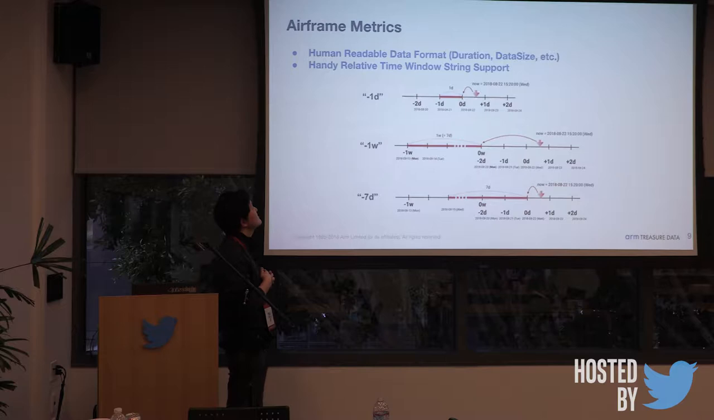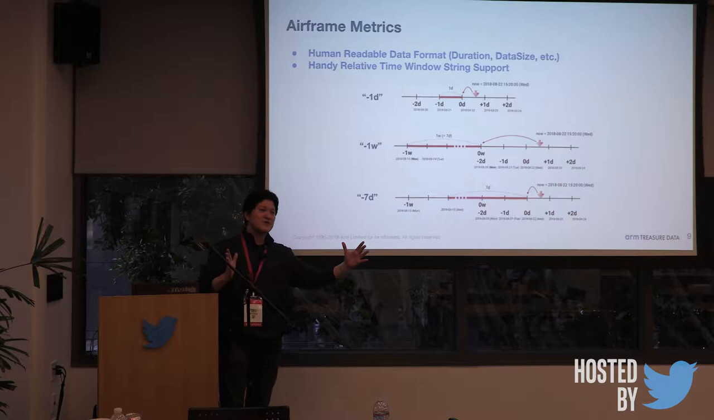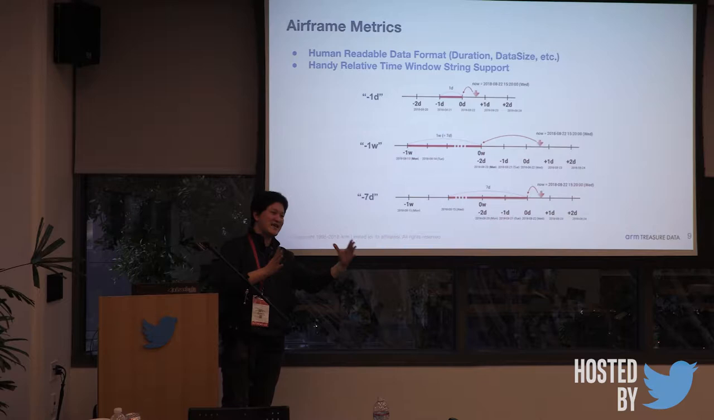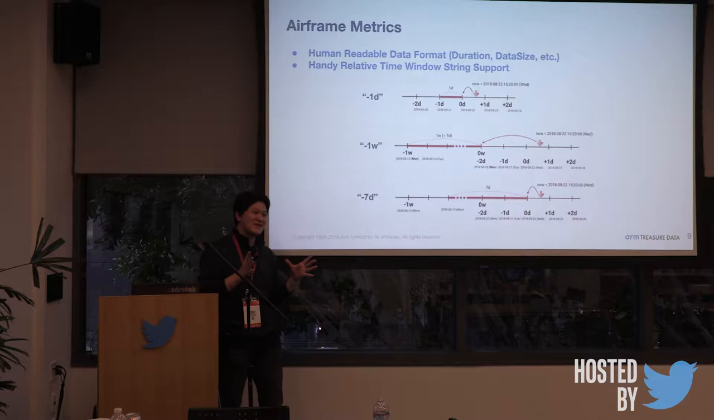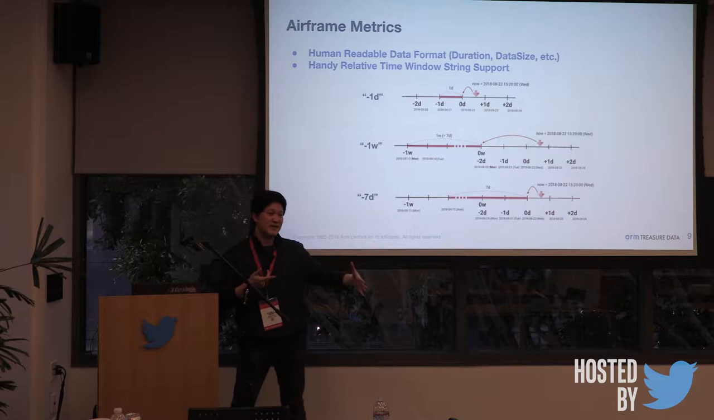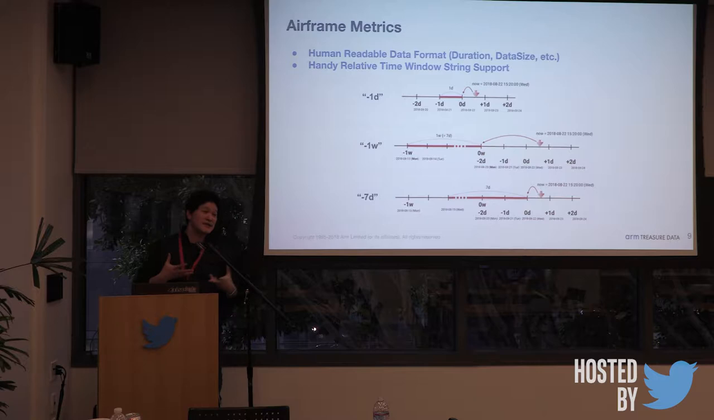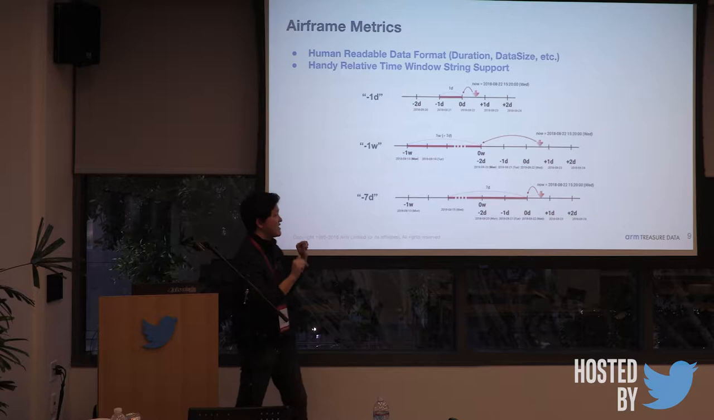For example, for stream data processing, you usually need to specify some time range, for example, last minute or last 5 minutes, last day or last week. But specifying an exact date is a little bit annoying. So you usually need to specify a relative time range beginning from now to last day or last week or last 7 days. So by providing this kind of string representation of a time window, you can generate an exact time range like this.